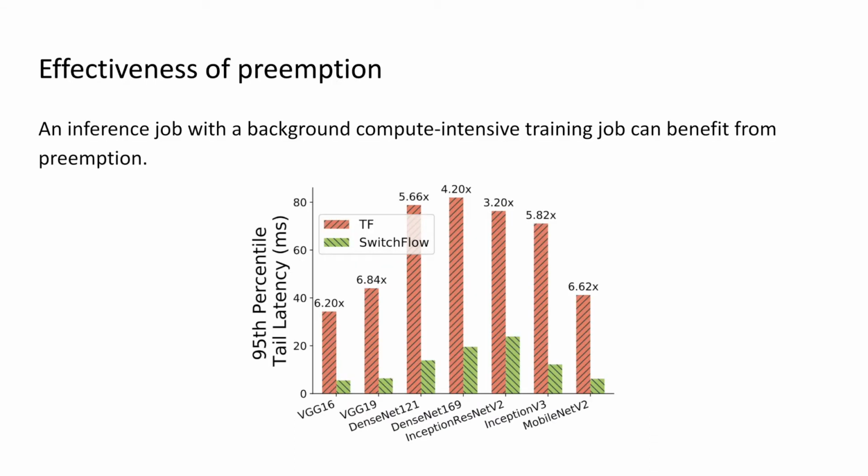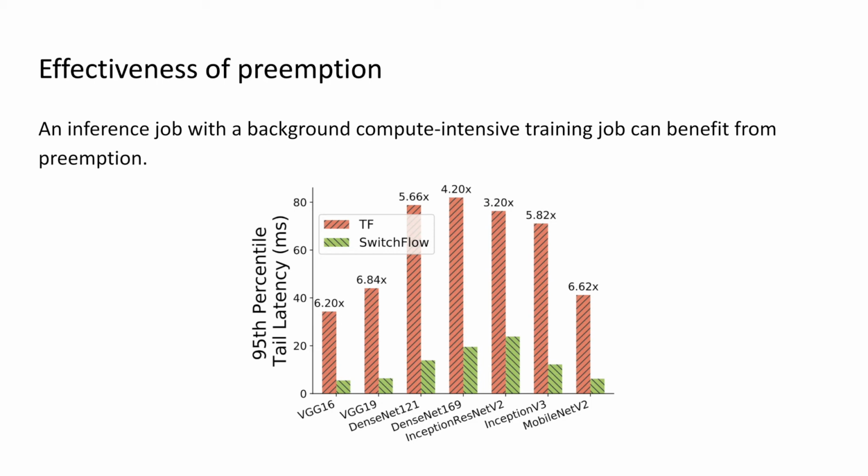To evaluate the effectiveness of SwitchFlow's preemption mechanism, we co-run an inference job with a background compute-intensive training job. Inference requests were configured with higher priority, and each contained only one image. We first launched the background training job. The baseline was the multi-threaded TensorFlow running training and inference in separate threads.